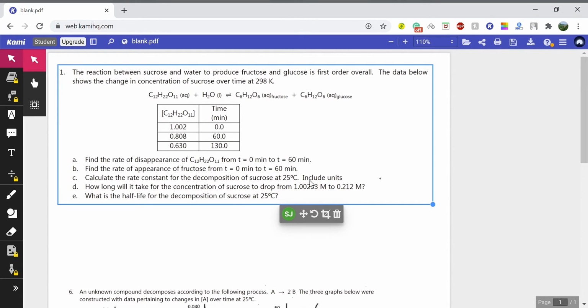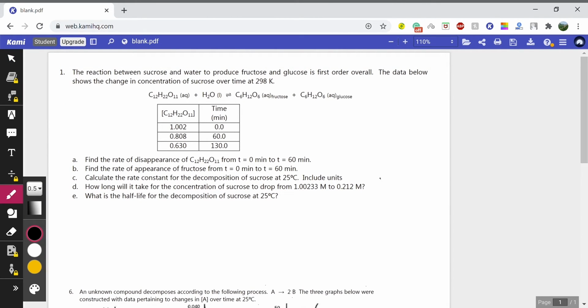Hi, in this video we're going to do some more examples with integrated rate laws as well as half-life processes. First we have a set of data that shows a reaction, and we need to find the rate of disappearance from t0 to t60.